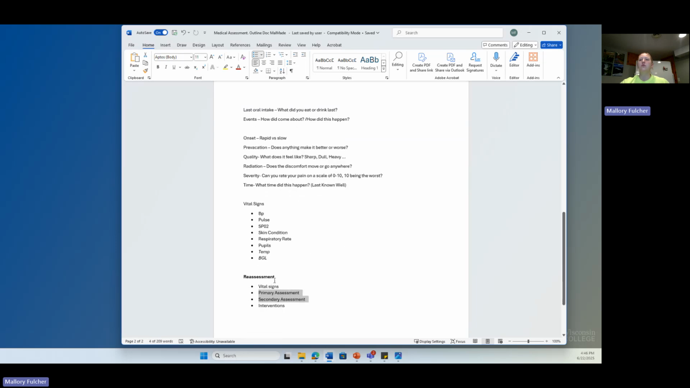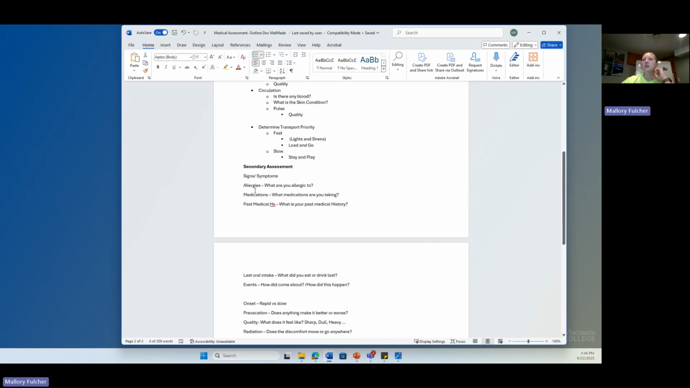But the primary assessment and secondary assessment, there's a lot here that we don't need to reassess. We're using our critical thinking skills to narrow down what we need to reassess, right? So for instance, allergies. What are you allergic to? You ask it once, they tell you, oh, I'm allergic to bees. 5 minutes later, when you reassess your patient, you don't really need to ask allergies again, right? It probably hasn't changed in the last 5 minutes.